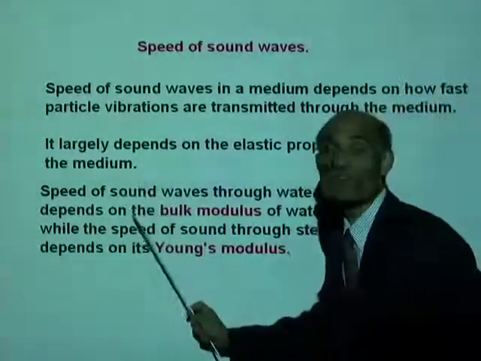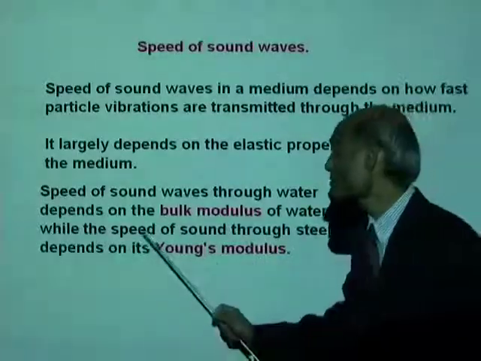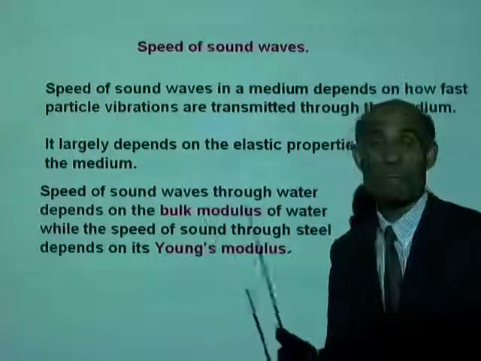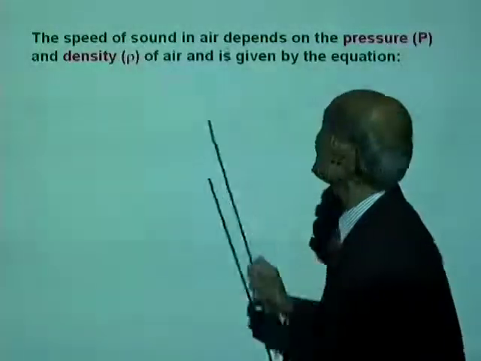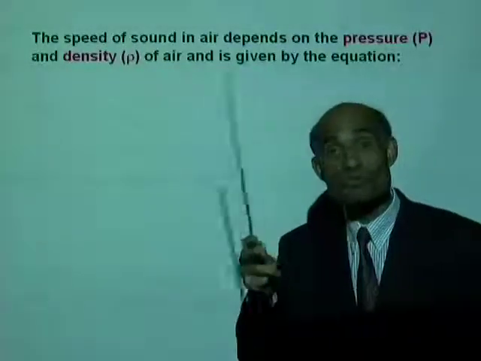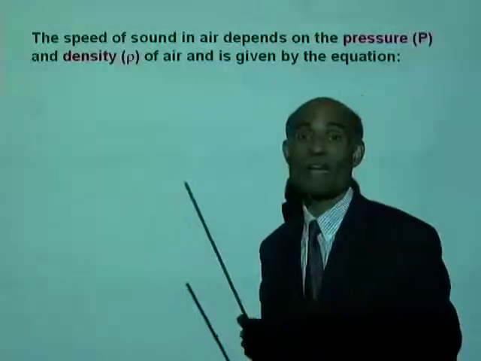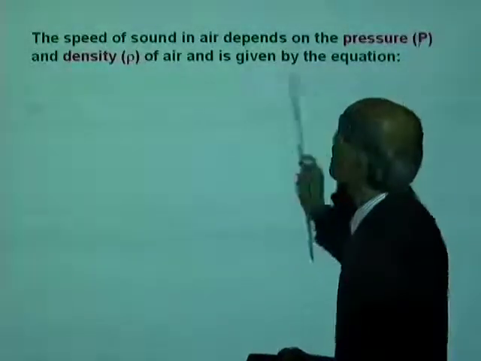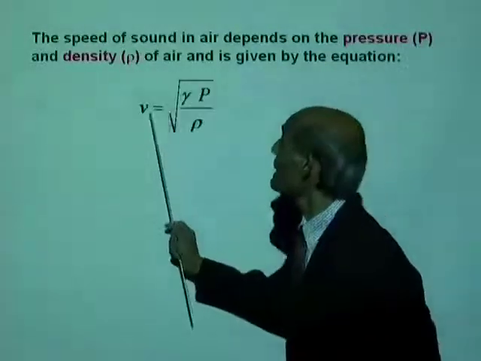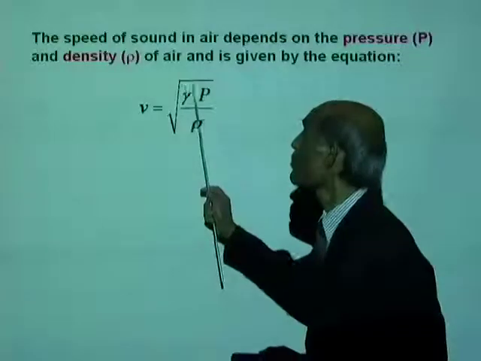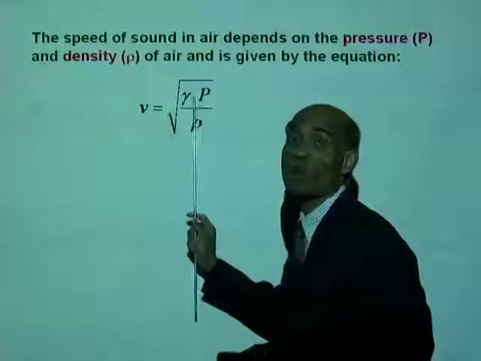So the speed of sound in water depends on the bulk modulus, whereas the speed of sound in steel depends on the Young's modulus. The speed of sound in air depends on two parameters: the pressure and density of air. We represent pressure by P and density by rho. And it is given by this equation, V equal to square root of gamma P divided by rho.